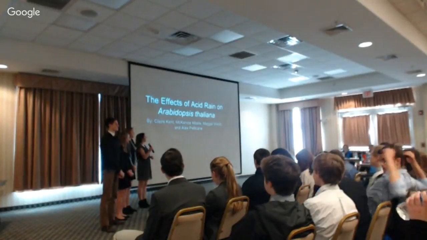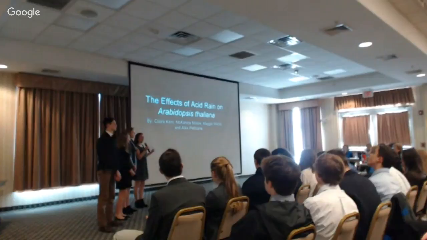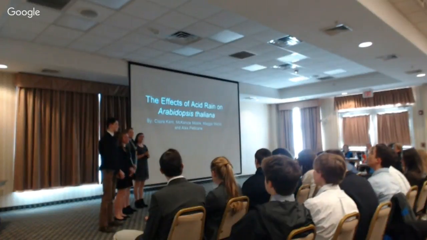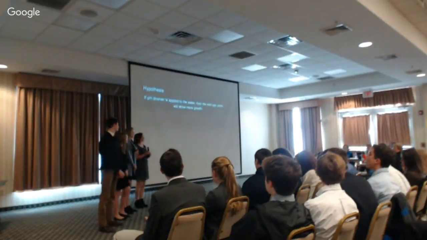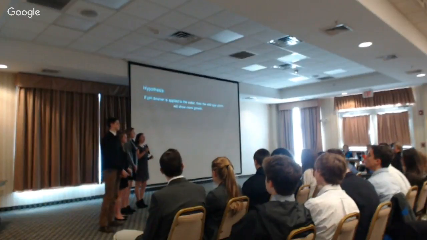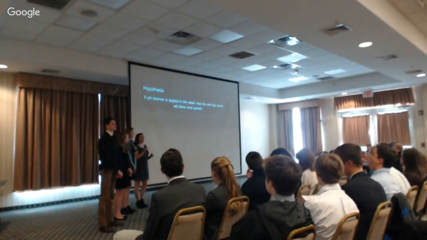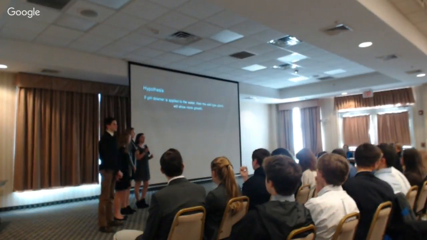Hello, so today we are presenting the effects of acid rain on Arabidopsis thaliana. I'm Claire Kent. I'm Mackenzie Moore. I'm Maggie Woods. And I'm Alex Bofi. Our hypothesis stated that if a pH downer was applied to water, then the wild-type experimental plants would show more growth than the mutant-type experimental plants.